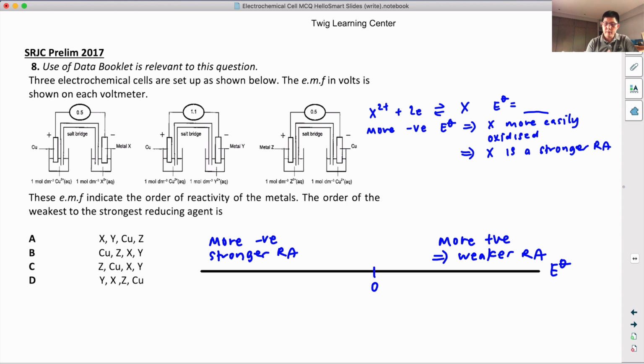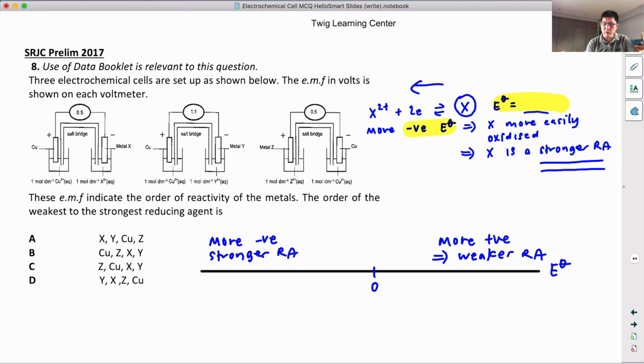reactivity of the metals. Metals tend to be able to be oxidized, isn't it? If a metal is very reactive, it can be very easily oxidized. So the more negative the E value, if this E value is very negative, it means that the metal can be more easily oxidized. It is a stronger reducing agent.